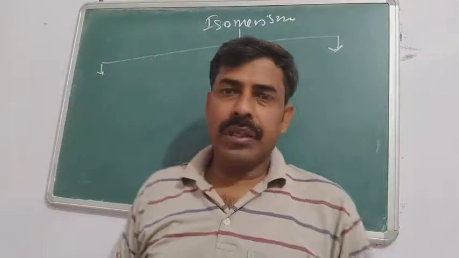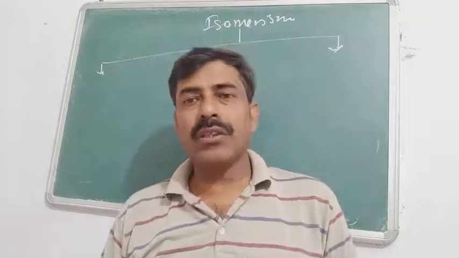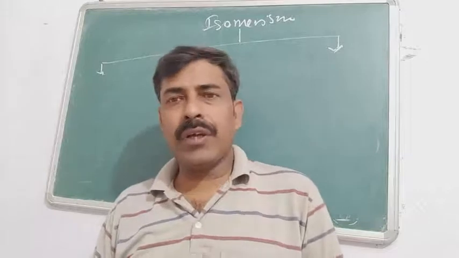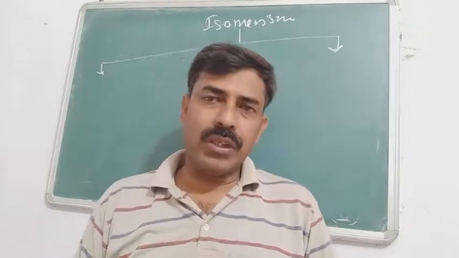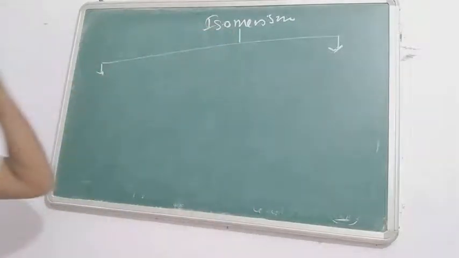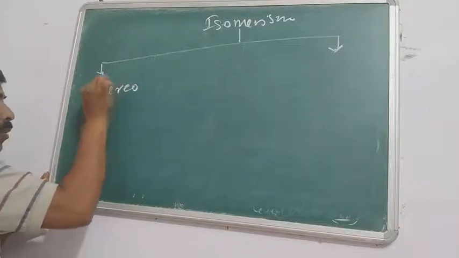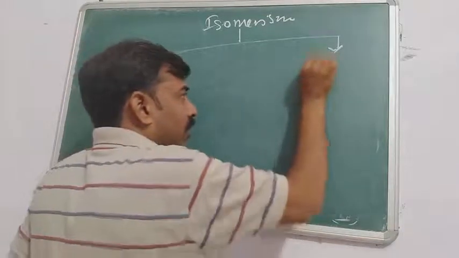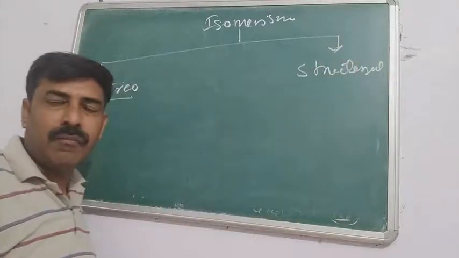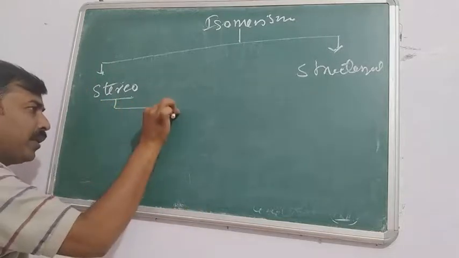Good morning everyone. In this video, we are going to study about the isomerism for the coordination compounds. When we see isomerism, there are two different types of isomerism. The first one is called stereoisomerism and the second one is called structural isomerism. In stereoisomerism, there are two different types of isomerism.